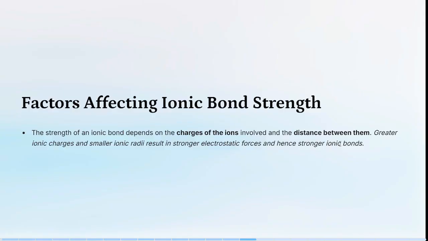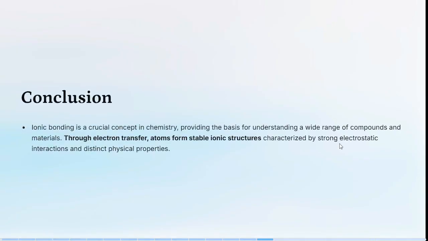The greater the ionic charge and the smaller the ionic radii, the stronger the electrostatic force and the stronger the ionic bond. So in conclusion, ionic bonding is a crucial concept in chemistry that provides the basis for understanding a wide range of compounds and materials. Through electron transfer, atoms form stable ionic structures. So take note, when you hear ionic bonds, your mind should always reflect electron transfer.